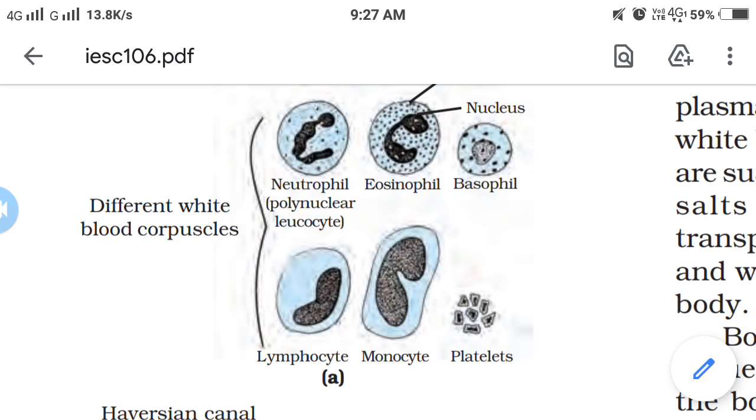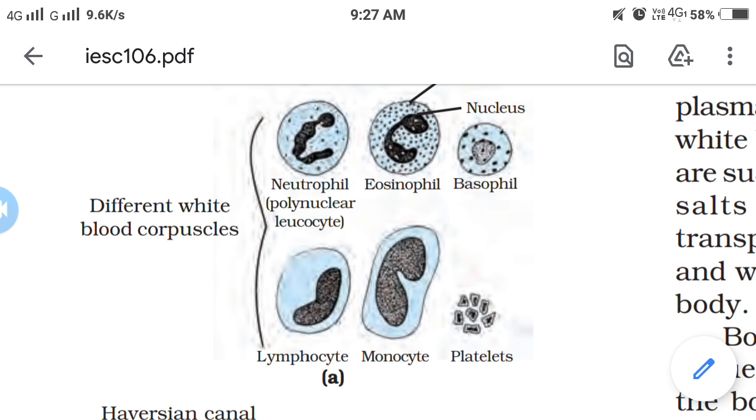So, as you know, blood has a liquid matrix called the plasma, in which RBCs and WBCs, that is red blood cells and white blood cells, and platelets are suspended. The plasma contains proteins, salts, as well as hormones. Blood flows and transports gases, digested food, hormones, as well as waste material to different parts of the body.